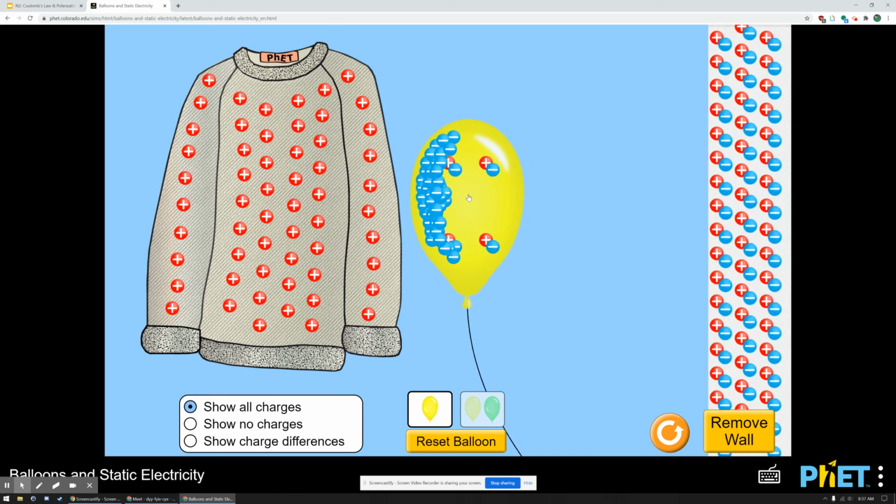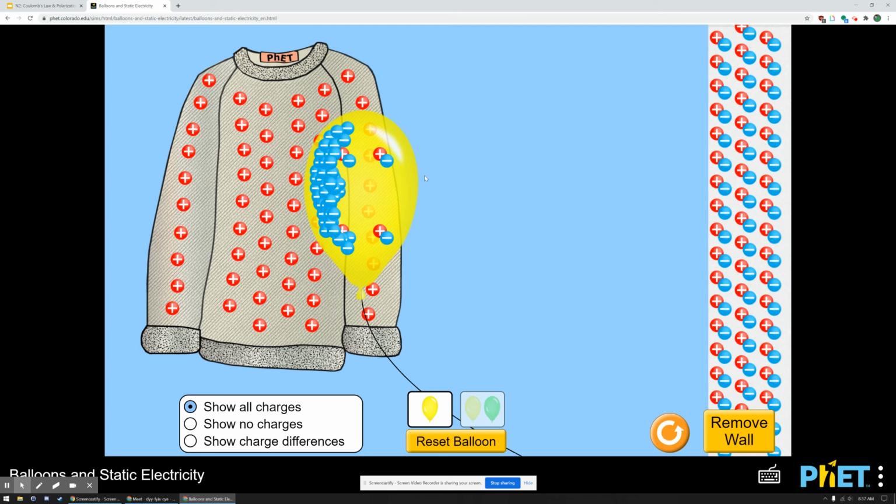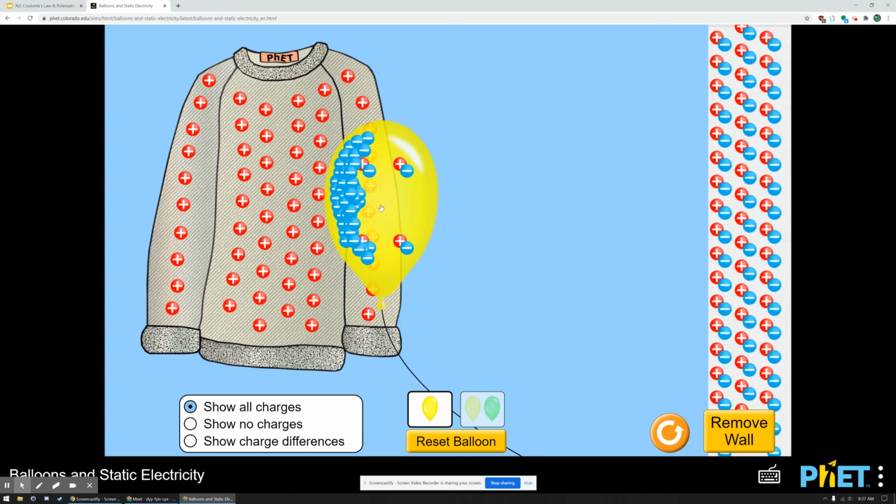If I let the balloon go, notice how it attracts right away to the sweater because I have a negative balloon and a positive sweater. So it just gets attracted, and then it sticks. So this is an example of static electricity here. Watch what happens to the charges in the wall. So notice right now, they're all kind of lined up. So this wall is neutral, just a positive next to a negative everywhere.